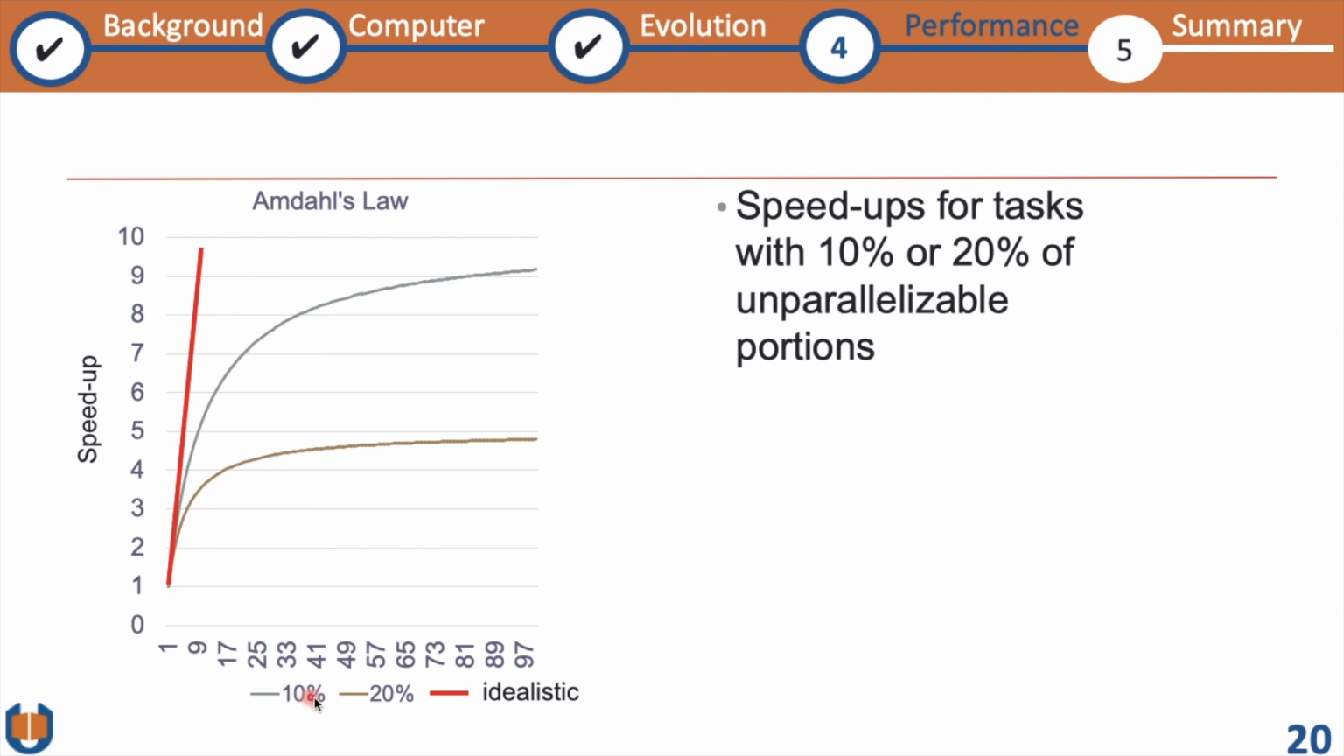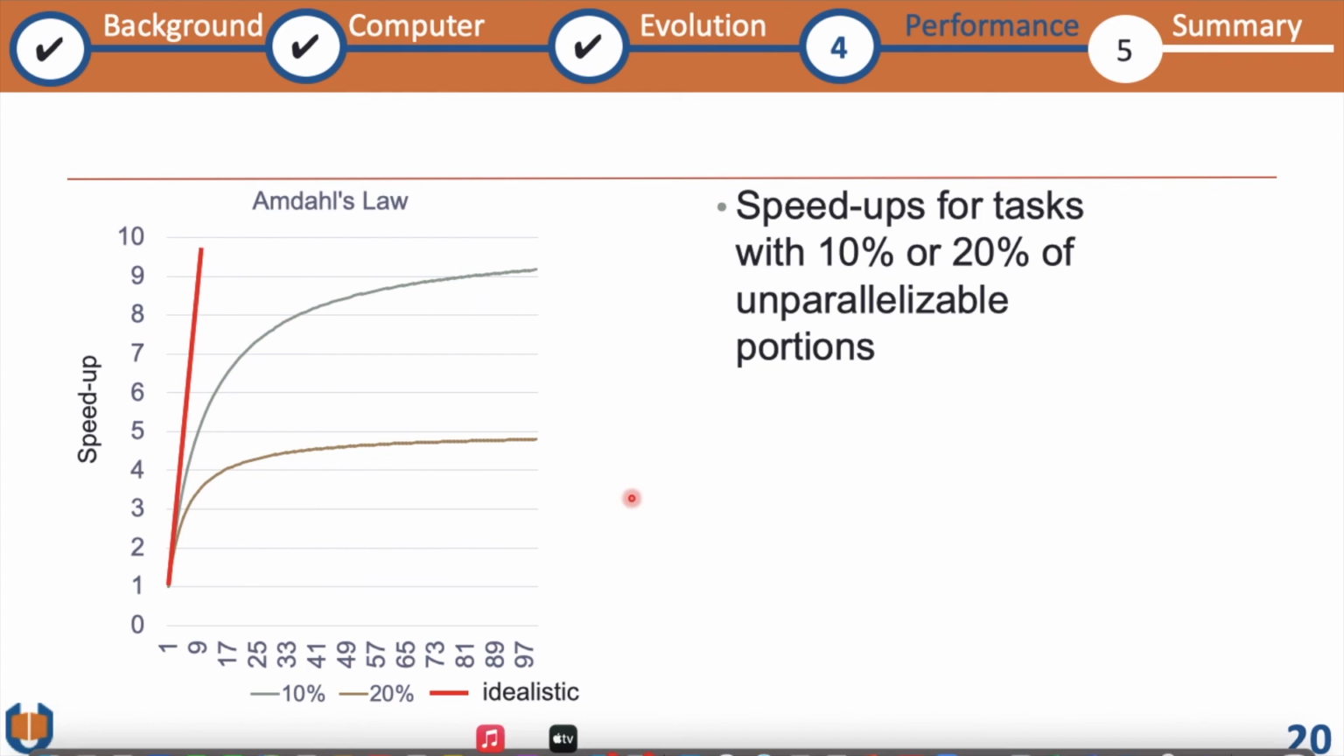even when the serial portion is decreased to 10%, the line drastically drops, and both do not follow the idealistic line. That means the performance or speed up of a given task does not depend only upon its number of processors, but also on how many percent of a given task is serial and how many percent is parallel.